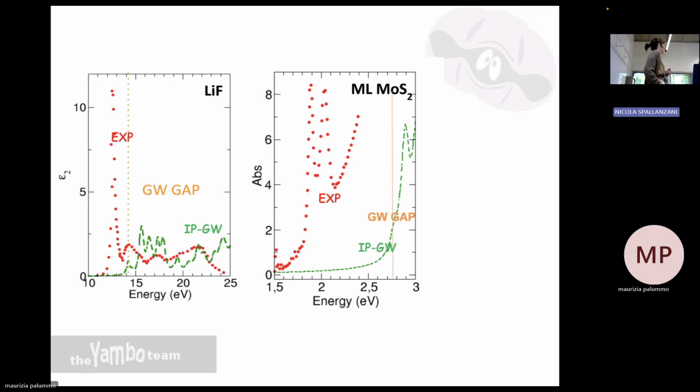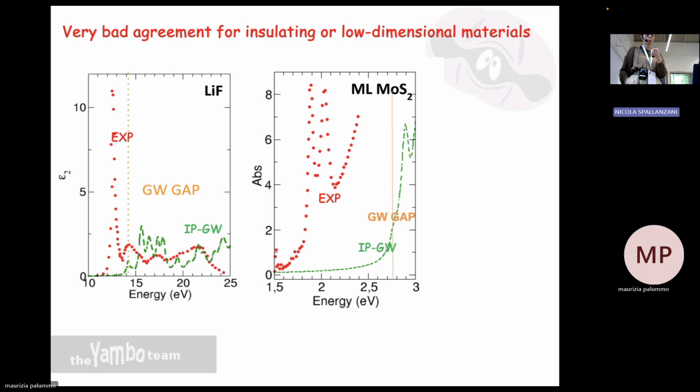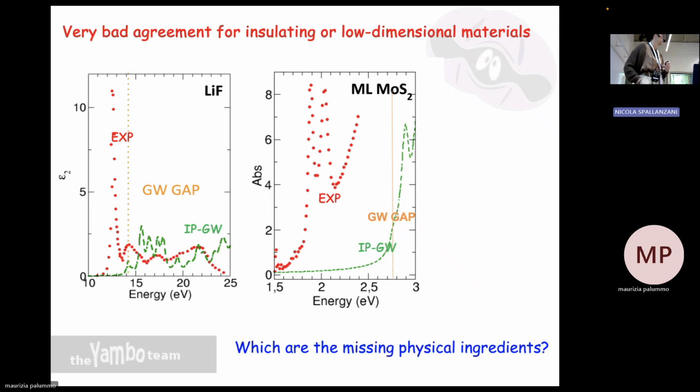Even worse is the situation of materials like lithium fluoride, a wide-gap insulator, where the electronic screening is very small. If you compare experiment and theory at the GW level, they are completely off. Here this is the experiment, and this is the independent particle GW level. This is a 2D material, and again, independent particle, GW and experiment are completely different. So it must be clear that we are missing some physics. Which are the physical ingredients that we are missing? So now I want to discuss this.